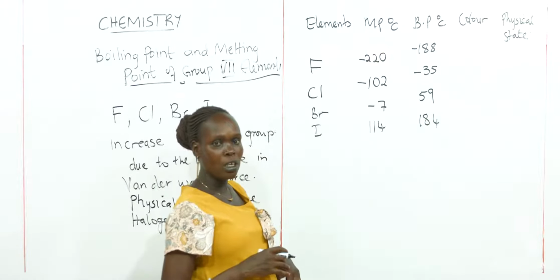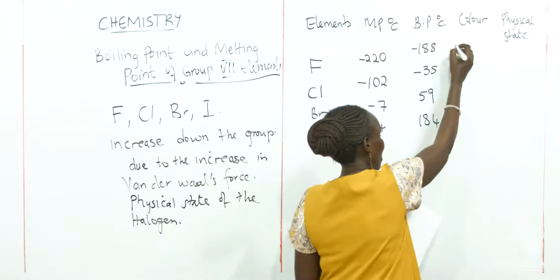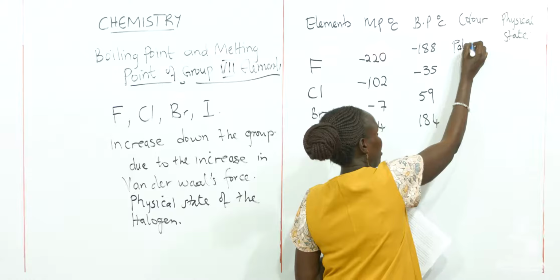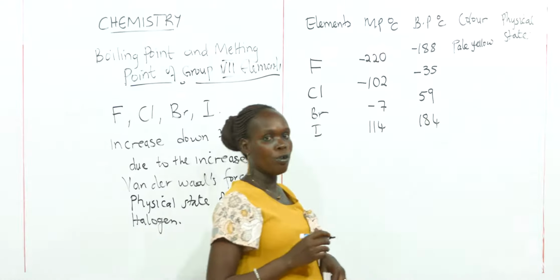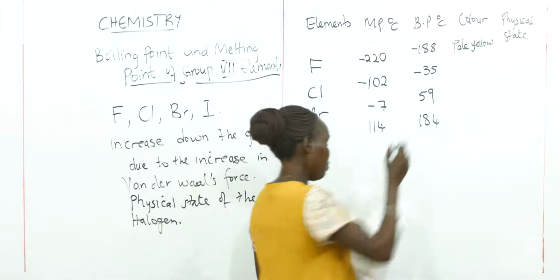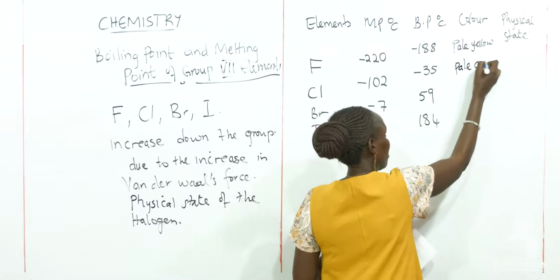So we are going to see the colors. The colors also differ. This is due to the increasing strength of the van der Waals force. So we are going to have the pale yellow color for the first element, which is fluorine, then followed by pale green for chlorine, and we have red brown for bromine, while the last one is black in color.